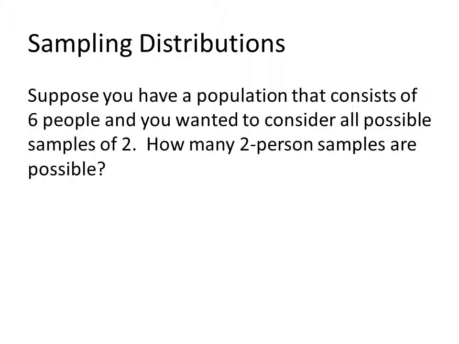Suppose you have a population that consists of just 6 people, and you want to consider all the possible samples of 2. Well, how many 2-person samples are there? Since we have 6 people to choose from, and we're choosing 2 of them without replacement, and the order doesn't matter, the answer is 6 choose 2, or 15.